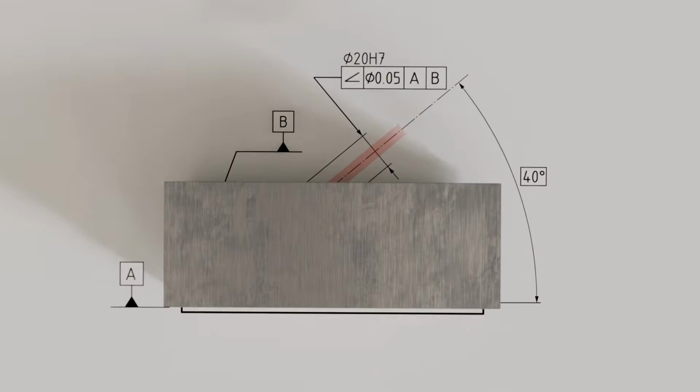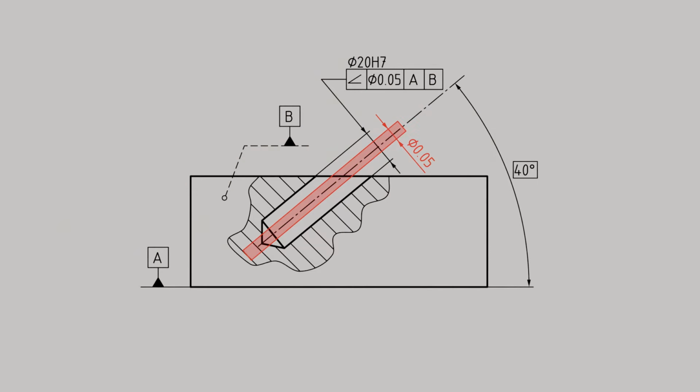Now we have clearly defined the position of the tolerance zone relative to our part. On the one hand, the axis of the tolerance cylinder must run at an exact theoretical angle of 40 degrees to the underside of the part, datum A, and on the other hand, the cylinder axis must lie in a plane parallel to the rear surface of the part, datum B. The tolerance cylinder itself has a diameter of 0.05 mm, within which the centerline of the hole must now be located.